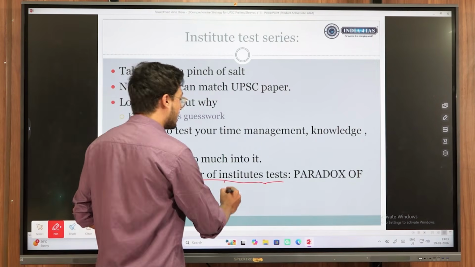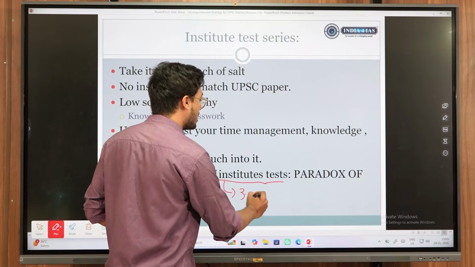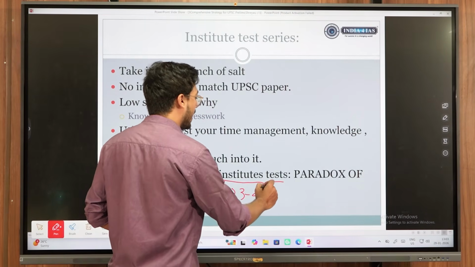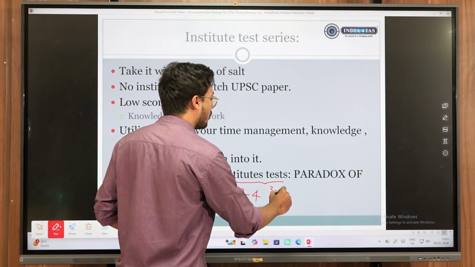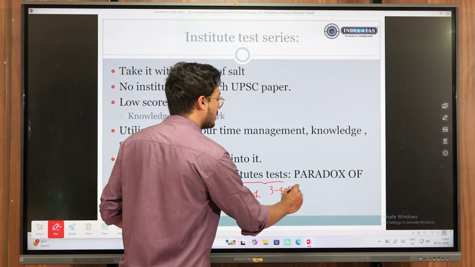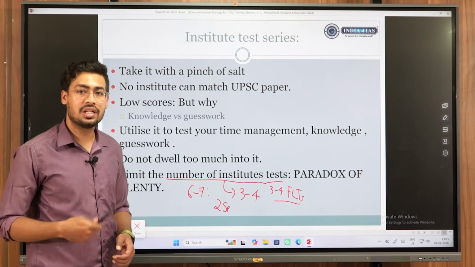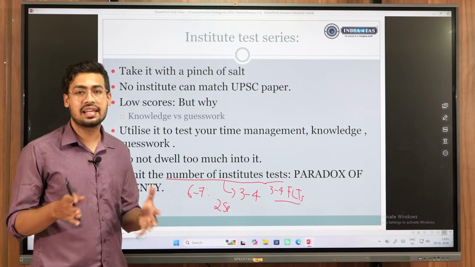So it is generally recommended that you give 3 to 4 institute tests, that too around 2 sectional institutes, and the other 3 to 4 full length you could give from other institutes. So do not try to burden yourself by giving tests of too many institutes and not getting a clear direction.